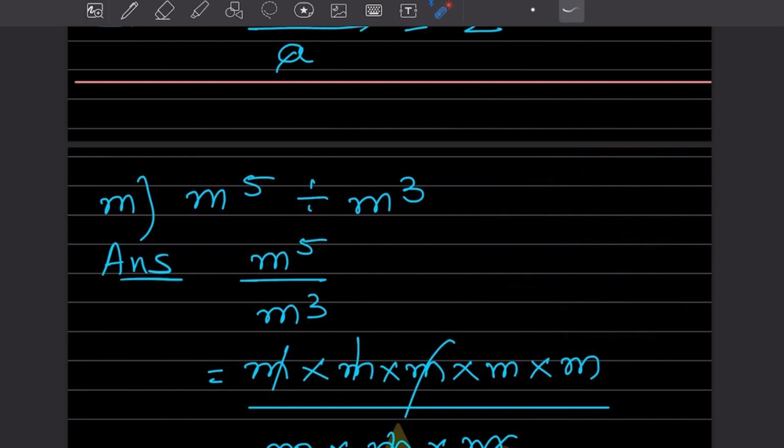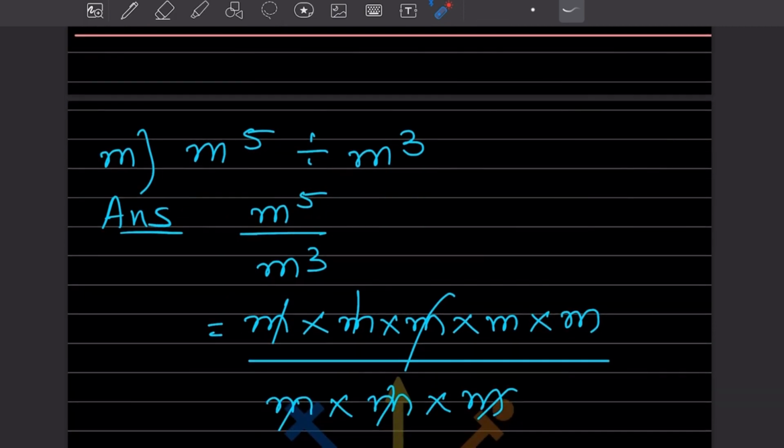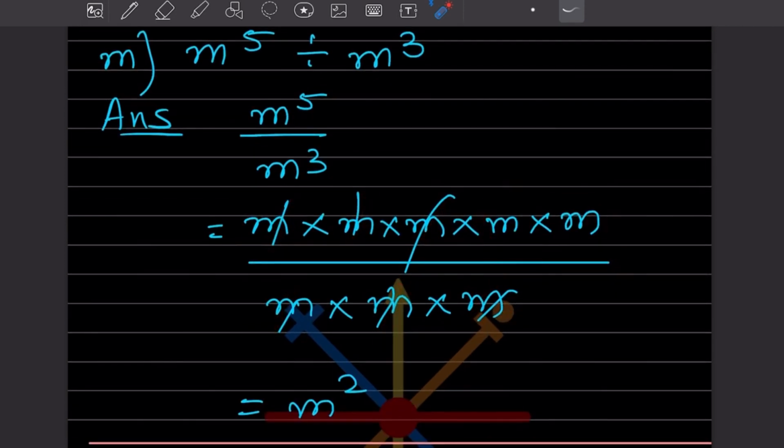Or if you haven't done the exponents, what are we going to do? This is a very simplified way: you write this m 5 times and multiply it, and this m you multiply 3 times. Then you cancel out this and this, and this and this. So what remains is m into m, that is m square. You can do it either way, okay?